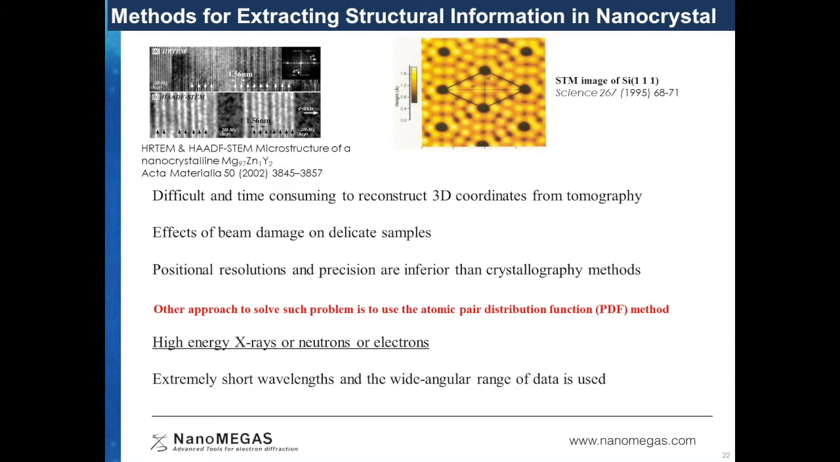One approach to solve this problem is to use the pair distribution function to extract structural information. In this method, high energy X-rays or neutrons or electrons are scattered off by a material and detected by a detector, very much like a conventional powder diffraction experiment, which most of you have seen in an X-ray lab. The difference is that extremely short wavelengths are used and wide angular range data are collected. This results in a very wide range of reciprocal space being probed.